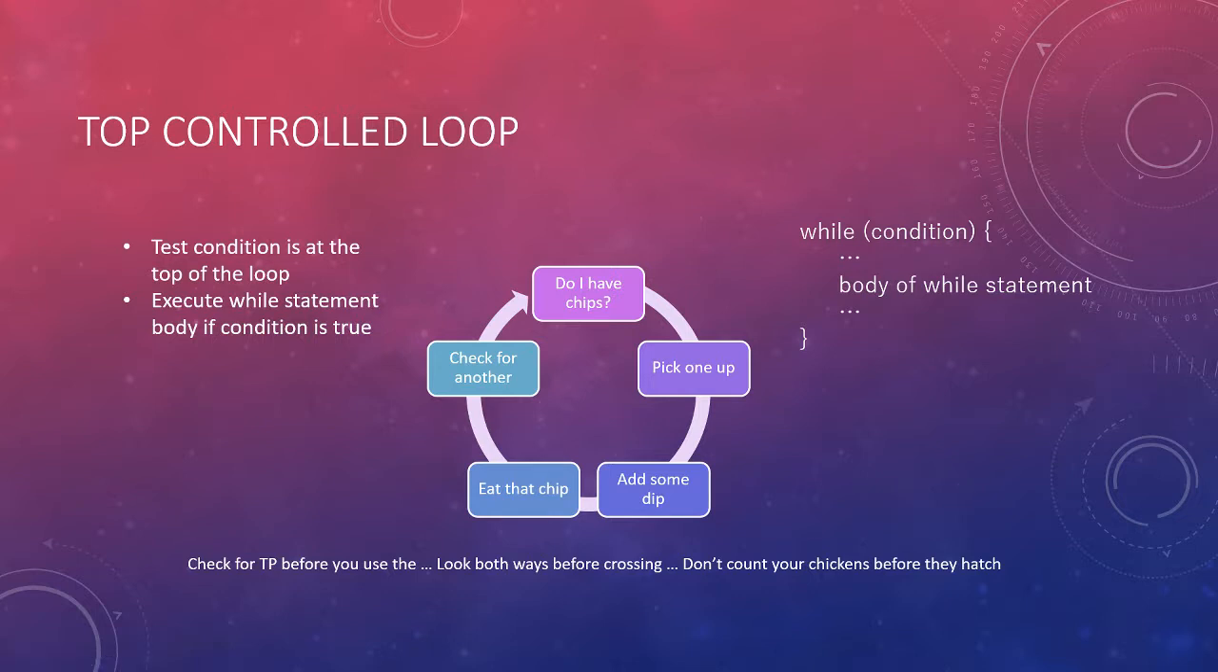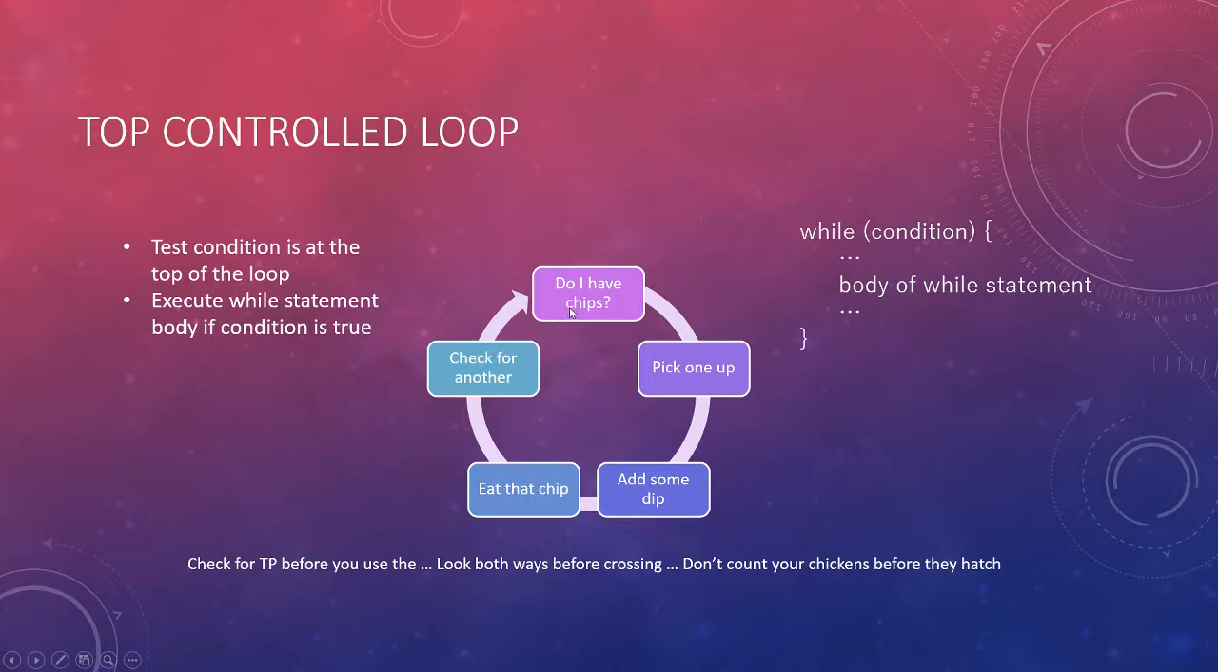Now, we mentioned earlier the top-controlled loop. A top-controlled loop is a type of loop where the condition of our loop is tested at the top. So we'll execute the while statement body if that condition is true. For example, we might set up a while loop that says, as a test, do I have chips? If I do, I'll pick one up, add some dip, eat that chip. Then I'll check for another.